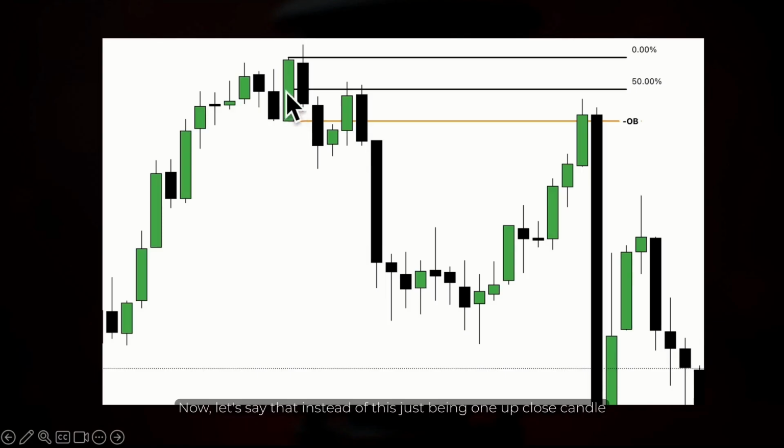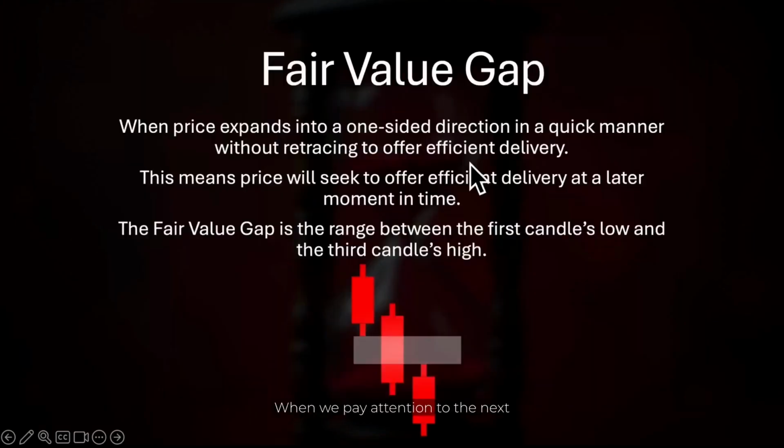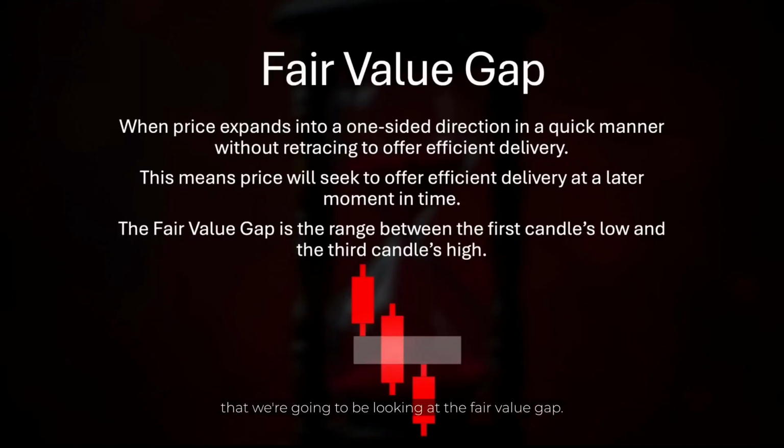Now let's say that instead of this just being one up-close candle, we would have seen multiple up-close candles. Then you could monitor the reaction to the full price range from low to high of that sequence of up-close candles, because that sequence of up-close candles is your bearish order block. When we pay attention to the next PD array then, what you can see is that we're going to be looking at the fair value gap.